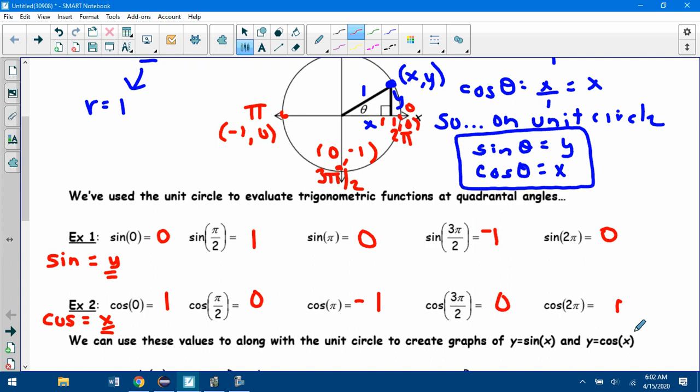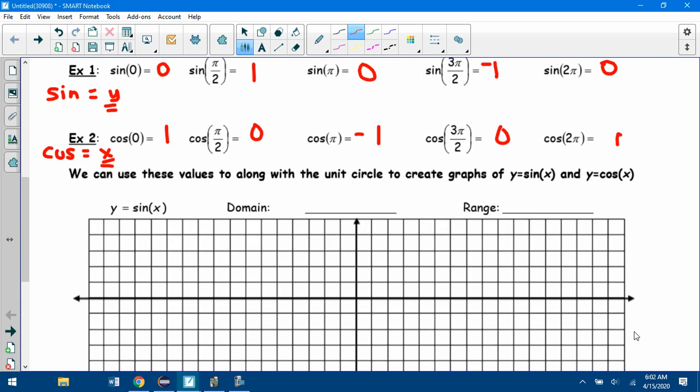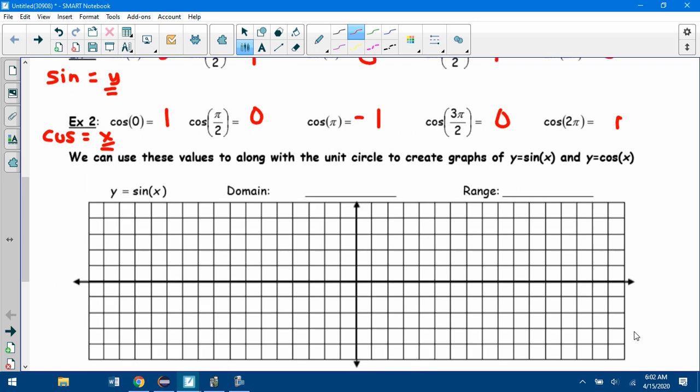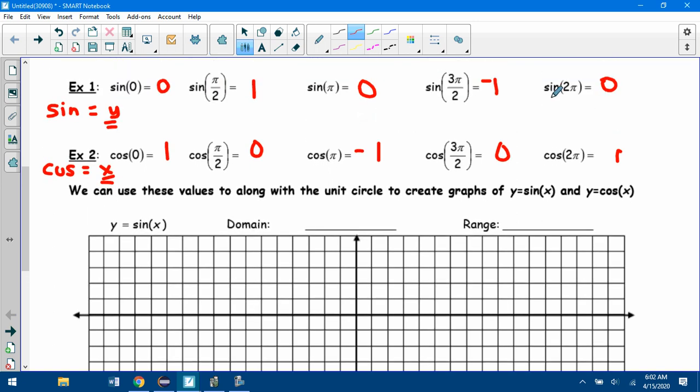Okay, now I wanted those on here so that we can do these graphs. So we can use these values along with the unit circle to create graphs of sine and cosine. So let's just set up the sine graph first. And I have a weird looking grid down here, but it's like that for a reason. We want to label the x-axis. If you think of this as y equals sine of x, you can see x is the angles in here, in radians.